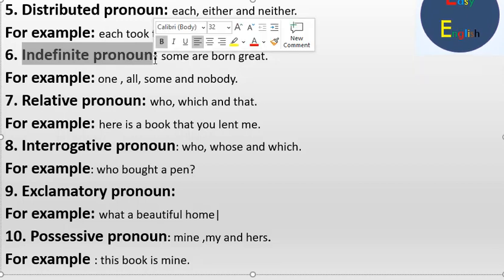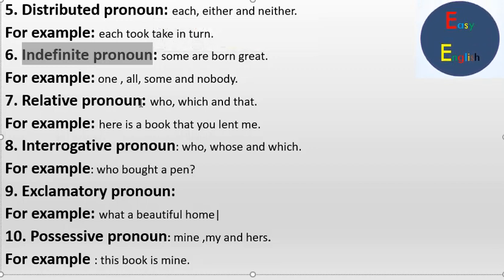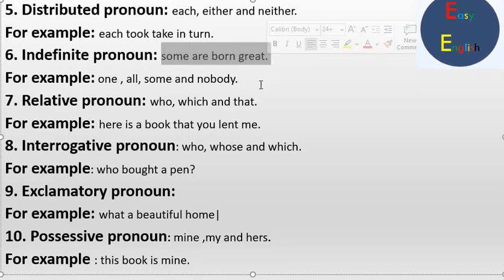What is meant by indefinite pronoun? The name indefinite shows that the pronoun is used to refer to persons or things in a general way, but does not refer to a person or place in a particular way. We can also say that indefinite pronouns refer to unspecific persons. For example, some, nobody. Here is the example: some are born great. Here some does not refer to a particular thing but is collective.